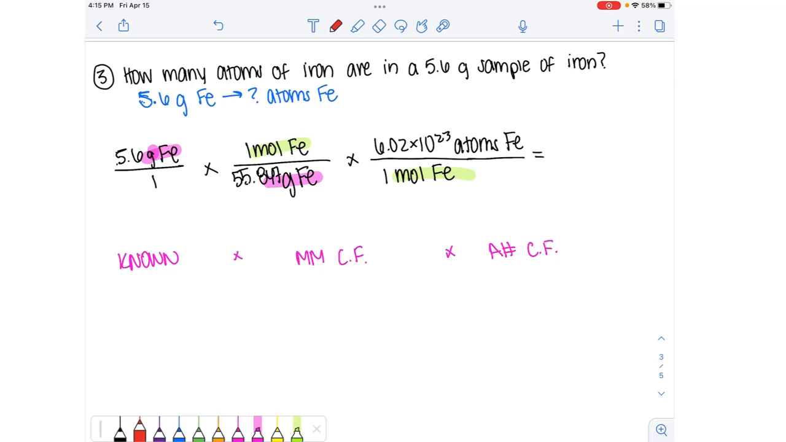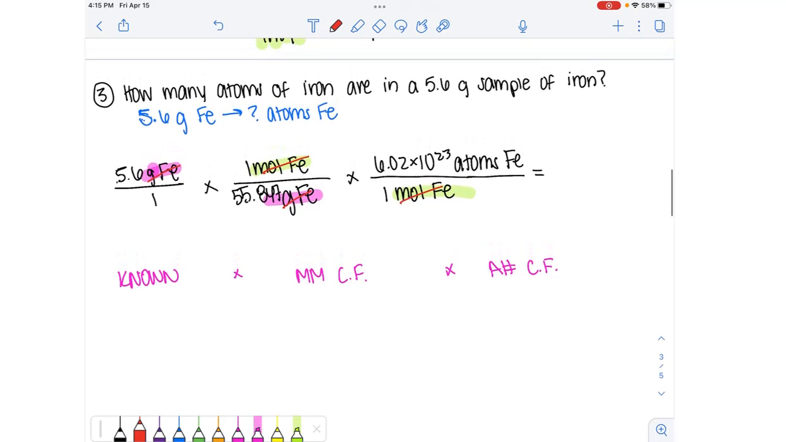Now when I throw this in my calculator, everything should cancel. Grams cancels with grams, moles cancels with moles. And in your calculator, you should have 5.6 times 6.02 times 10 to the 23rd. Hit the enter key. Then divide 55.847. If you do it in steps like that, it's going to be a lot less likely that you'll make a mistake. So when you get your final answer and you round it to the correct number of sig figs, you should end up with 6.0 times 10 to the 22nd atoms of Fe.